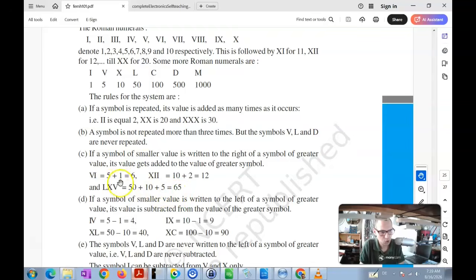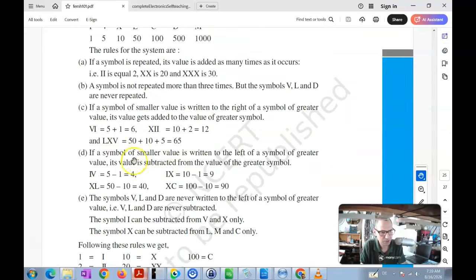Okay, so you will always start with the largest symbol, which in this case, for example, is a 50, and then you will add the 10, and then you will add the 5, and all of them added together becomes a 65. And then of course, if a symbol of smaller value is written to the left of a symbol of greater value, its value is subtracted from the value of the greater symbol. That's essentially what we talked about.